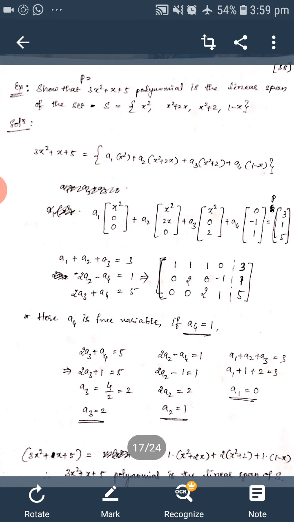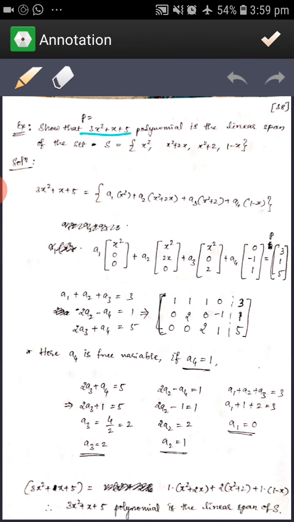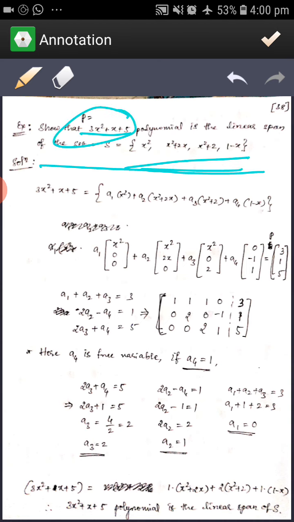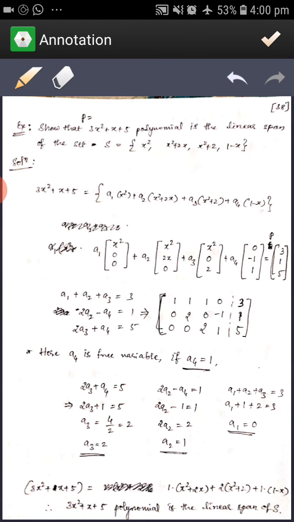Okay, and next, similarly there's one more. Show that the polynomial space P is the linear span of these. Again, this is nothing but B, and these are nothing but vectors. These vectors we need to write in matrix form. How to write in matrix form? x square, this is nothing but a1, a2, a3, a4. So x square plus 2x, x square plus 2, 1 minus x.